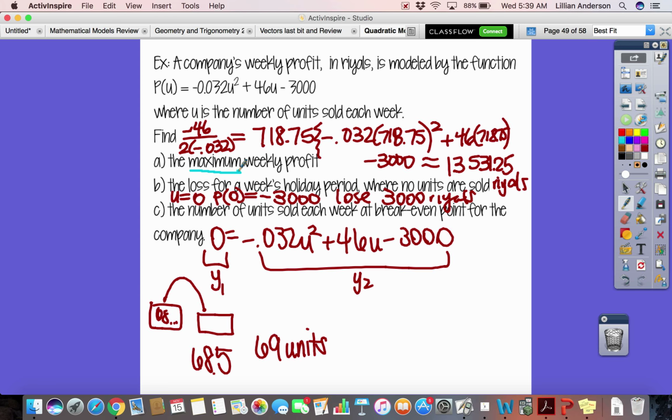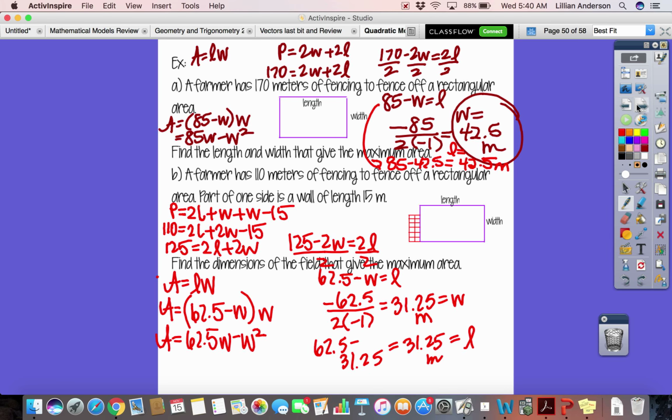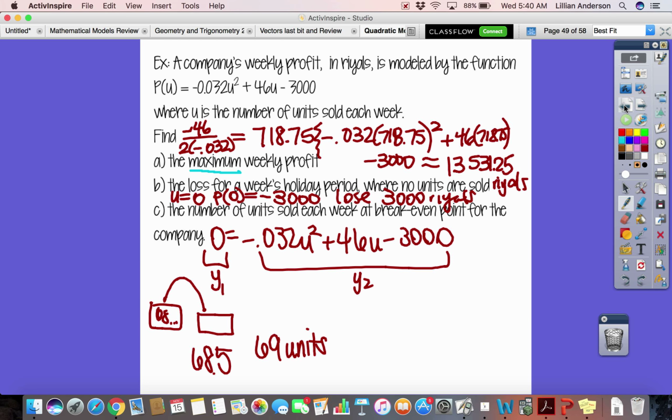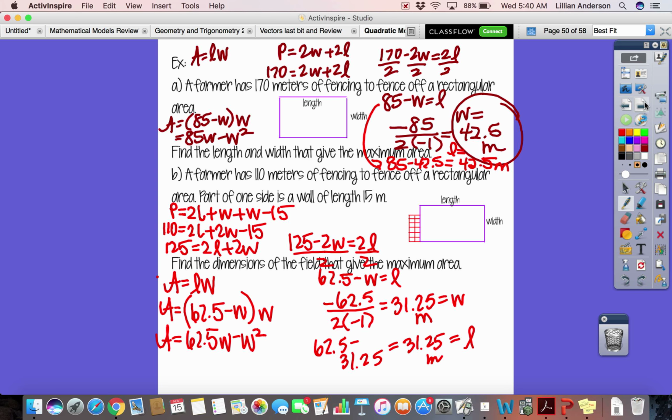Find the loss for a week's holiday period where no units are sold, 0 units. Well, that means you will plug in 0 for U, because U represents the number of units sold. And to break even is basically when your function equals 0, where you haven't made a profit, but you haven't lost anything either. Do realize that profit is equal to your income minus your cost. So if you ever have to set up a profit equation, profit equals income minus cost. And these are just a few other examples of creating the equation yourself and breaking it down.